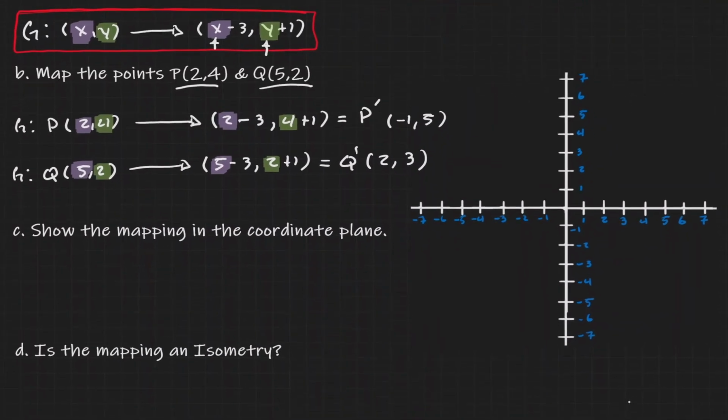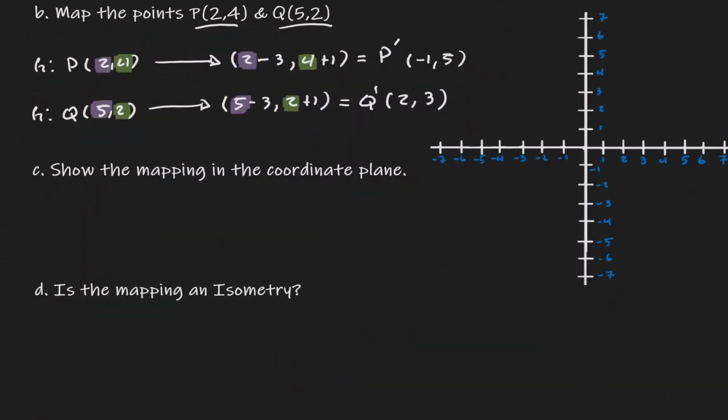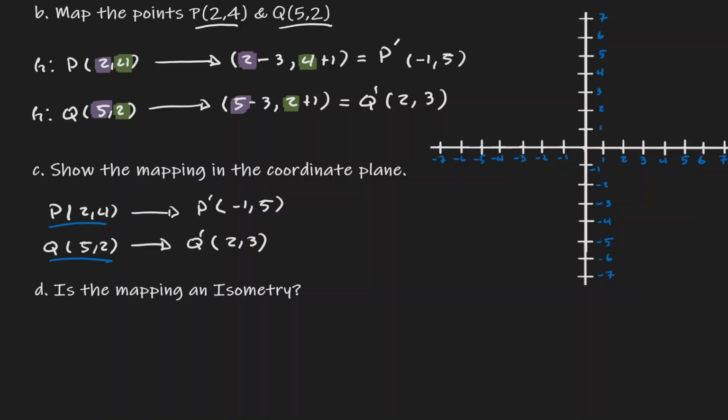Now let's show this mapping in the coordinate plane. Let's remind ourselves what the mapping was. We got a point called P, and its location was (2, 4), and it got mapped to a new location, which we found to be (-1, 5). And then we got another point. We're going to call it Q. The original location was (5, 2), and then it got mapped to a new location, which we defined as (2, 3). Let's start by plugging in the pre-image values, which are (2, 4) and (5, 2).